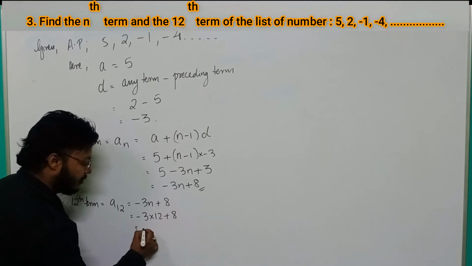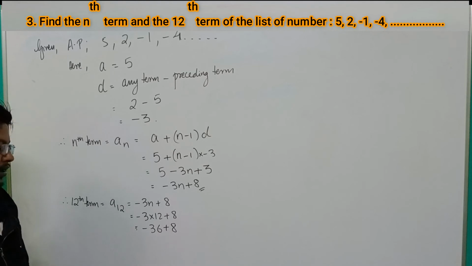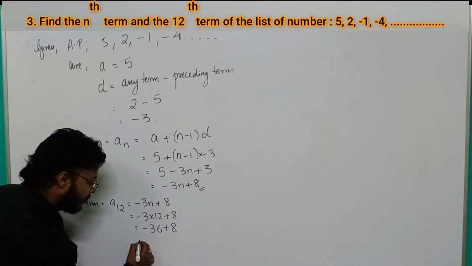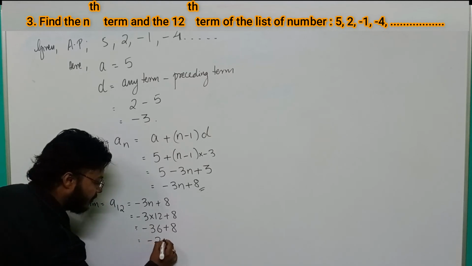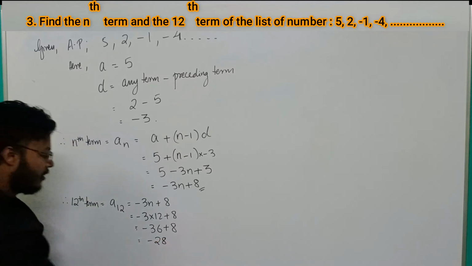So 3 12s are how much? Minus 36 plus 8. So minus 36 plus 8, how much will I get? Yes, dear student, minus 28. So I got minus 28, my A12 term.